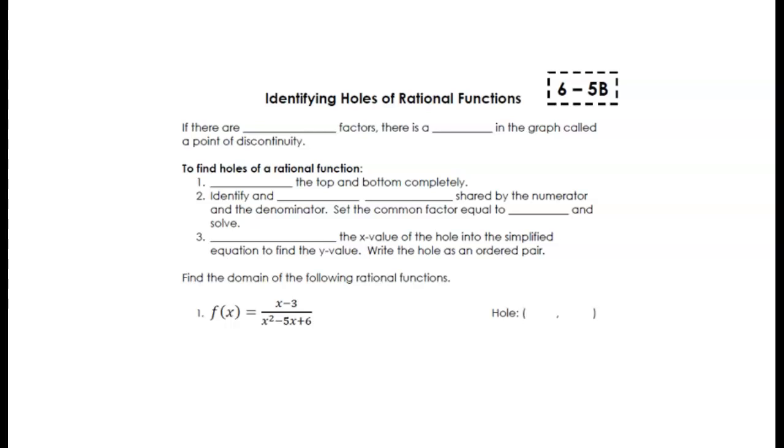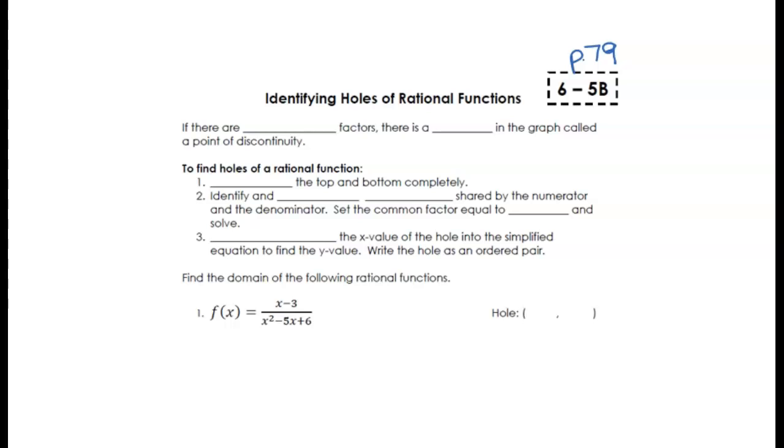Okay, so today we're going to talk about 6-5b, identifying holes of rational functions. So this is going to go on page 79, so you may want to jot down up the top, page 79. And the homework for this is the same as the homework for yesterday. So the 5 problems that you did in the homework from yesterday, the domain, you're going to be finding the holes for them as well. So I hope that you left space.